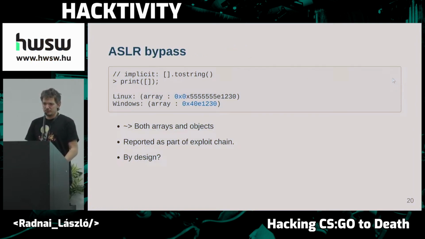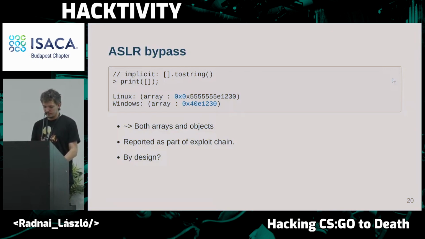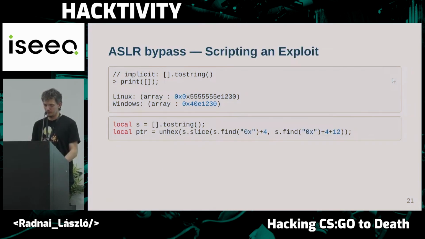Now, another vulnerability, which is probably by design, is that if you print some kinds of objects, for example, arrays, it prints the raw pointer value on both Linux and Windows. This defeats a security feature where the memory layout is randomized, so you cannot guess a pointer. And you can also script this in an exploit.